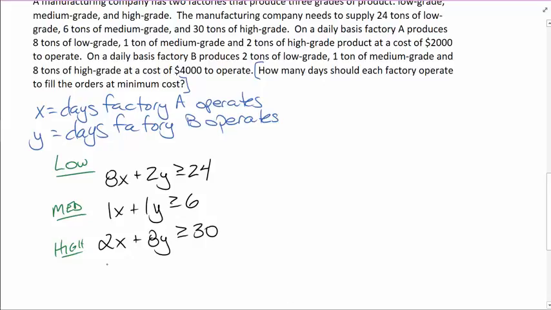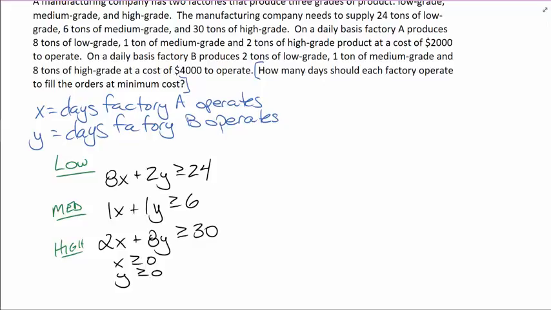Some other stipulations here are that A needs to be open either 0 or a positive amount, and factory B needs to be open either 0 or a positive amount of days. We're not worried about any quadrant besides the first quadrant here.